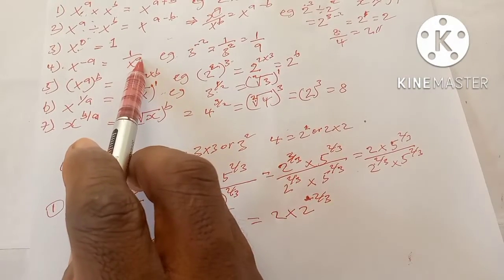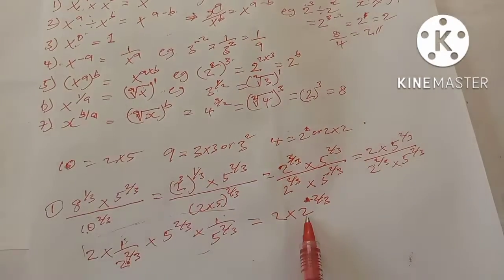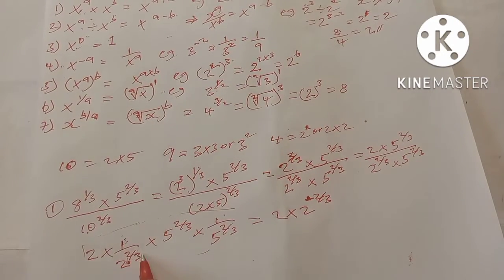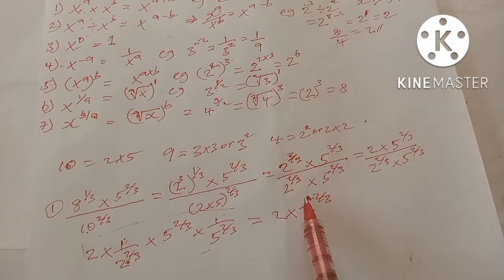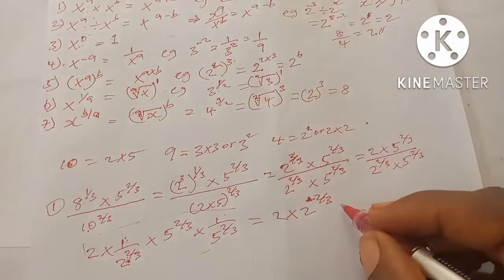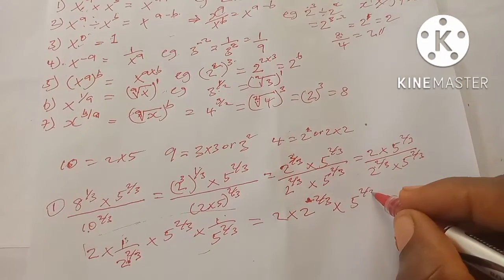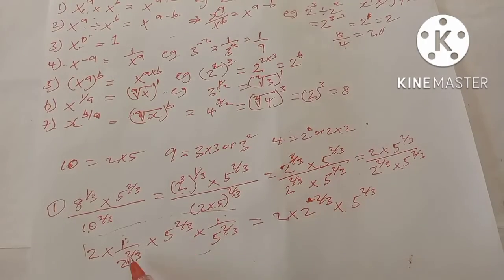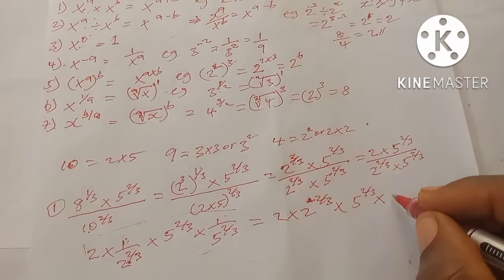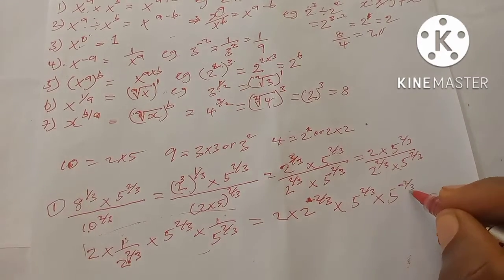Remember, 1 over x to the power a can be written as x to the power negative a. That's just what we did here: 1 over 2 to the power 2 over 3 is 2 to the power minus 2 over 3. So this is multiplied by 5 to the power 2 over 3. And the same thing we did here, let's do it here too. So this multiplied by 5 to the power negative 2 over 3.